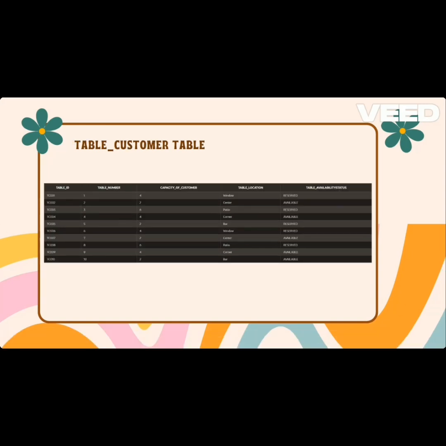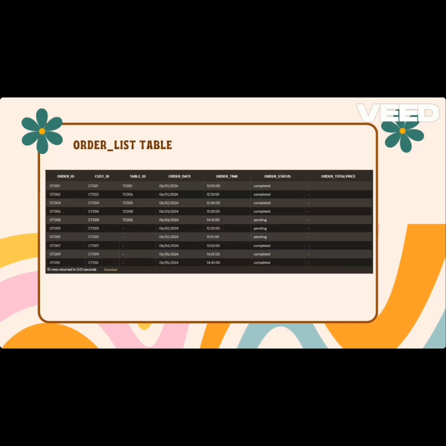Moving on to the customer table. Written the table ID, table number, capacity of customer, table location, and table availability status. Next, order list table, which lists the order ID, customer ID, table ID, order date, order time, order status, and order total price. For the total price part, all of the data is null. This is because it will be recreated in the query section.